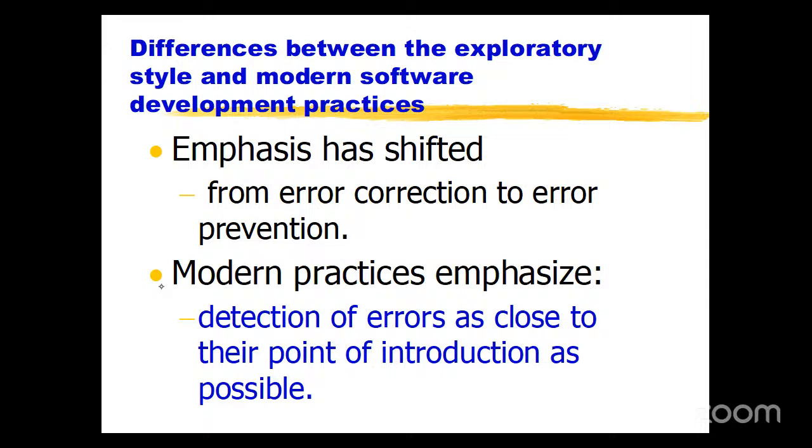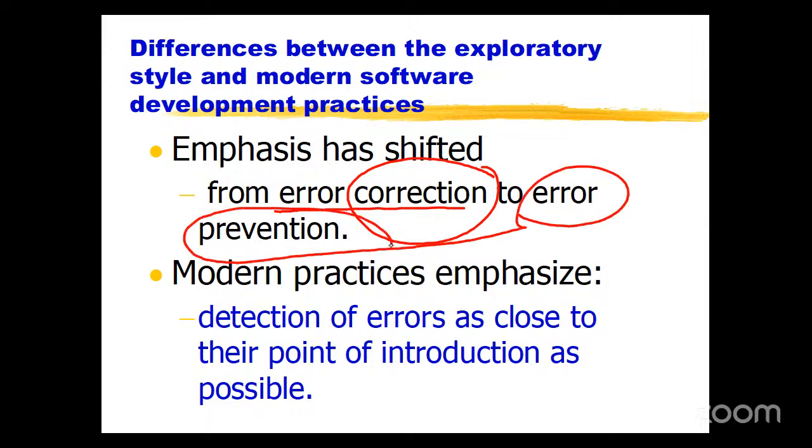Emphasis has shifted from error correction to error prevention. Before, whenever we got any errors in the lines of code, we used to eradicate, that is, remove those errors. That is, error correction was there in the ancient days. Now we are trying to write code which is error free. That is, error prevention is our main agenda. Modern practices emphasize the detection of errors as close to the point of introduction as possible.